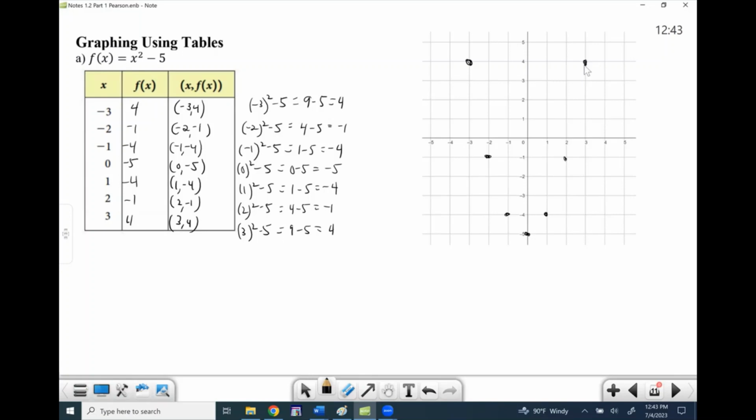So we have symmetry about the y-axis here. Later on, you'll learn that the reason why we have symmetry about the y-axis here is because it's an even function. I kind of missed a dot. We'll just make that dot a little bigger. There we go. Okay. All right.